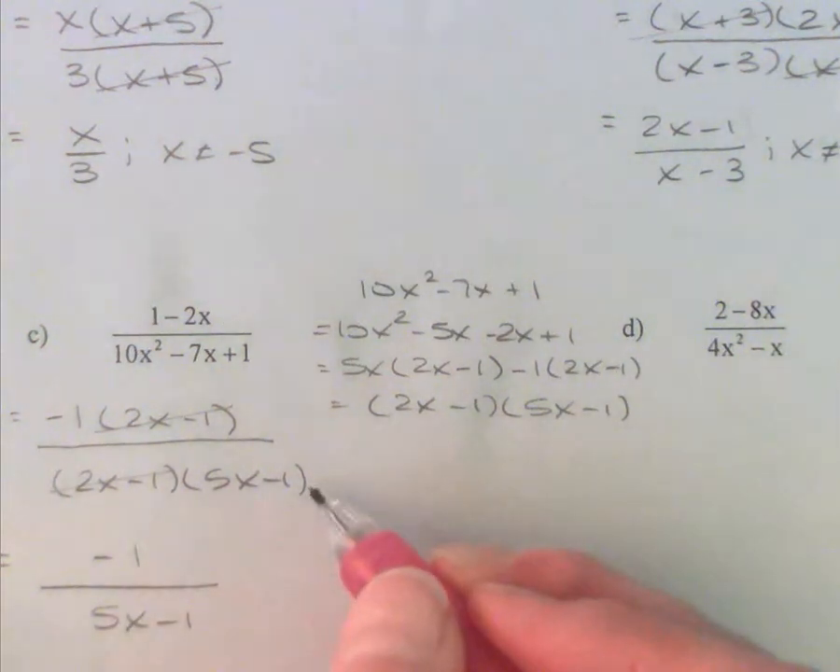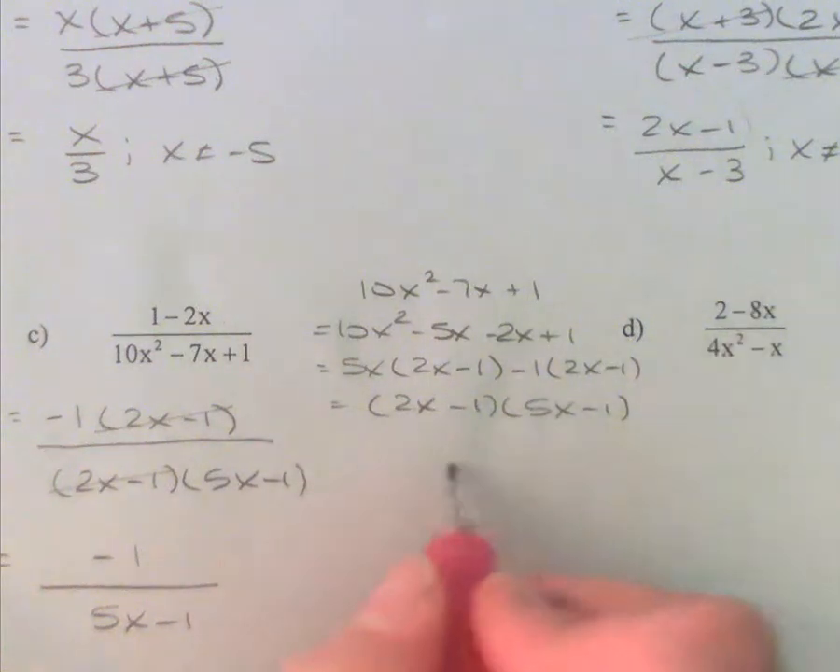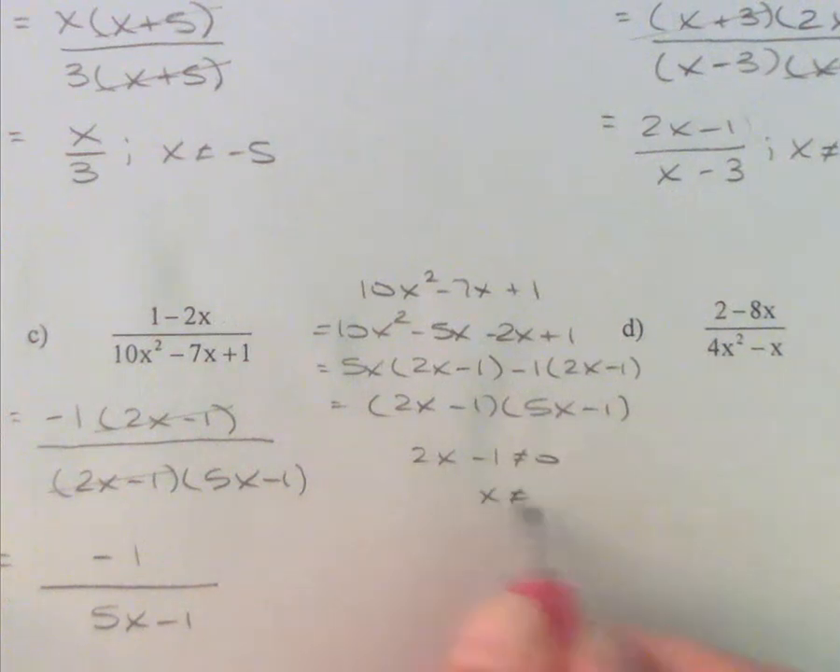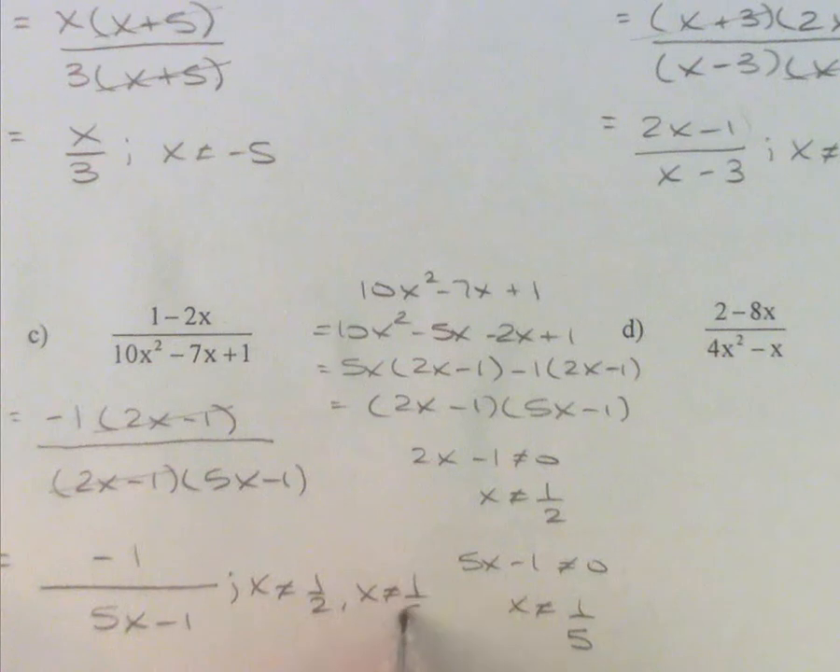Again, we look at the denominator for restrictions. The factored form of the denominator is much easier to use. So 2x minus 1 cannot be 0, or x cannot be equal to 1/2. And 5x minus 1 cannot equal 0, and x cannot equal, remember it's the opposite of this divided by this, 1/5. We say that x cannot equal 1/2, and x cannot equal 1/5.